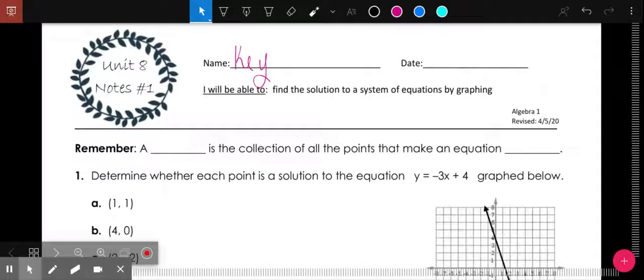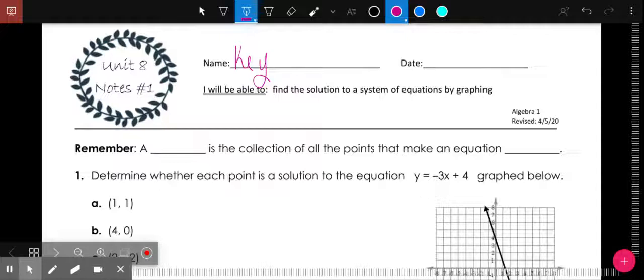All right, so today we're going to be starting Unit 8, and Unit 8 is all about systems of equations. So we'll be comparing two equations and finding their solutions. Today we're going to look at how we can find the solution to a system of equations by graphing. So we're going to be working on some graphing skills.